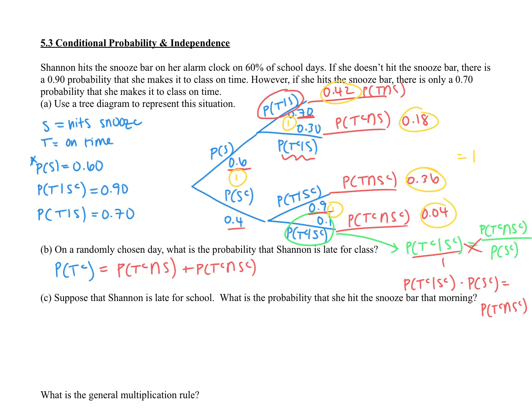So this first one, T complement and S, is right up here. It's that 0.18. The T complement and S complement is right here. It's that 0.04. So then the probability that she's not late is 0.22 when we add those two numbers up.